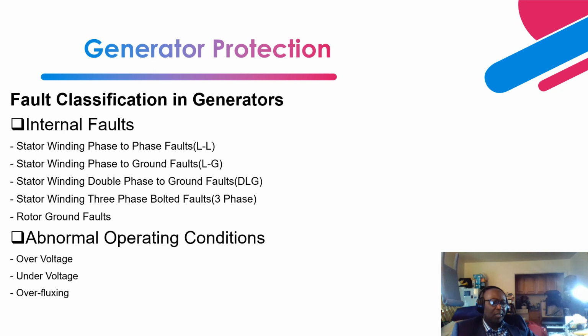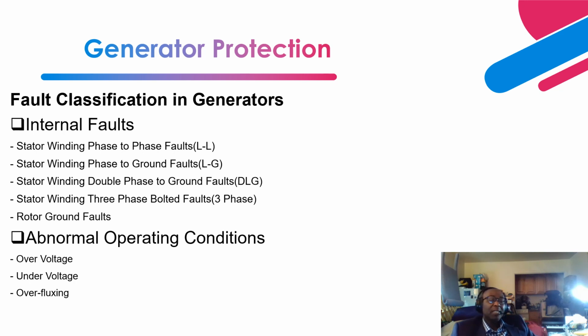Now let's talk about fault classification in generators. We can talk about internal faults and abnormal operating conditions in the generator. For internal faults, we can have phase-to-phase or line-to-line faults in the generator. We can also have phase-to-ground faults, double phase-to-ground faults, three-phase faults, and rotor-ground faults.